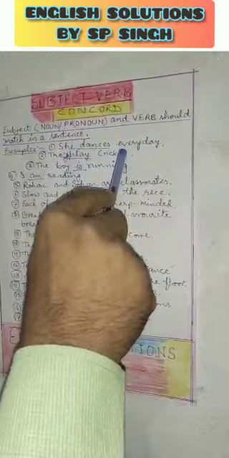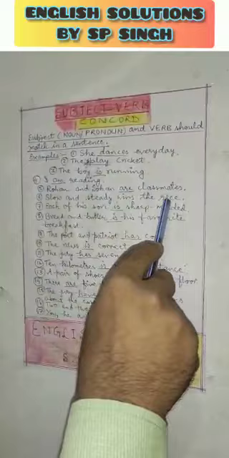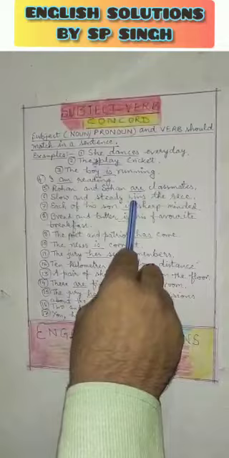The boy is running. I am reading. Rohan and Sohan are classmates. But in the next sentence, "slow and steady wins the race." Here is one rule you have to remember: if two singular subjects are joined with "and" and express one idea, then a singular verb will be used. So you do not have to get confused here.